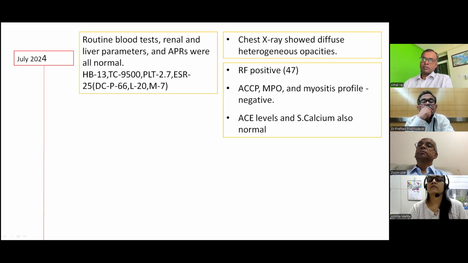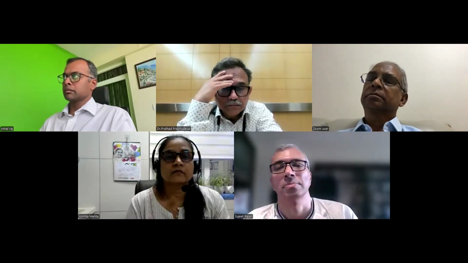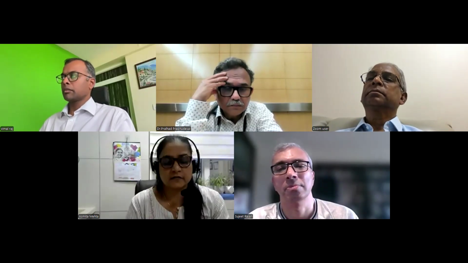Routine investigations were all normal. ESR this time was relatively normal. She had stopped all the medications about 6 months back. X-ray showed diffuse heterogeneous opacities bilaterally. Rheumatoid factor again came positive, but all the other autoimmune workup, ACP, MP, or myositis profile, was negative. ACE and serum calcium were also normal. So we went ahead with the repeat CT in July 2024, which hopefully Sir will discuss. After that, because there was progression of the disease, we decided to start her on cyclophosphamide.